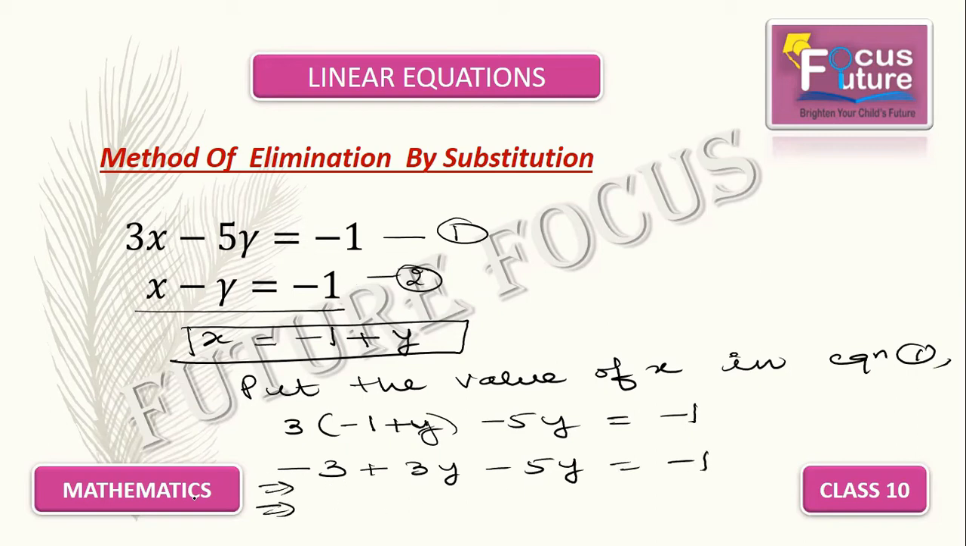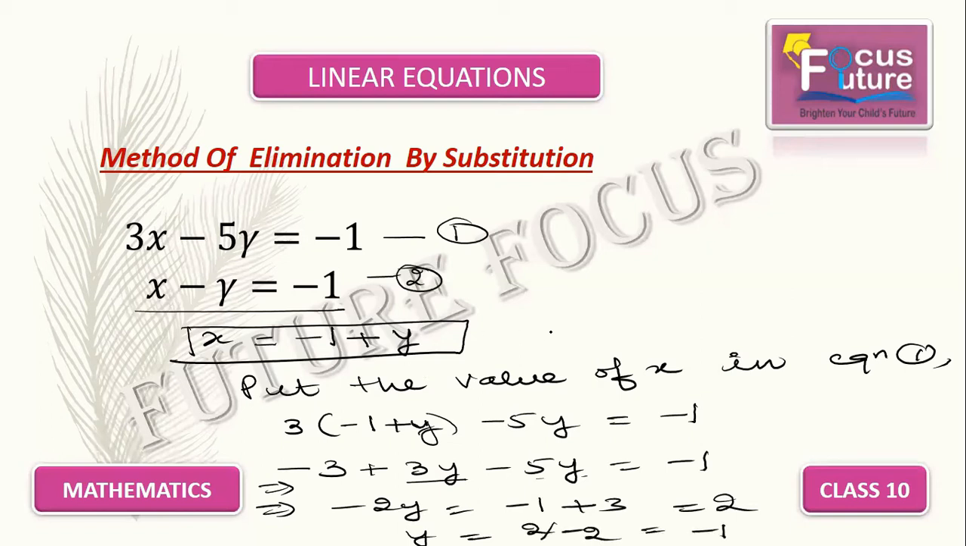Minus 3 would go on the other side. So this would be 3y and minus 5y, that would be minus 2y, and minus 1 plus 3. So this would be 3 minus 1, that is 2. So y would be 2 divided by minus 2. So y would be minus 1.